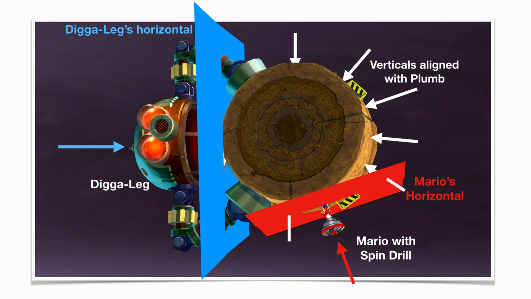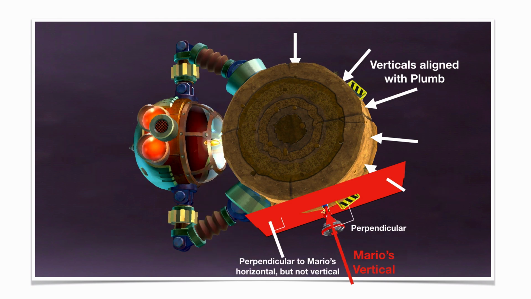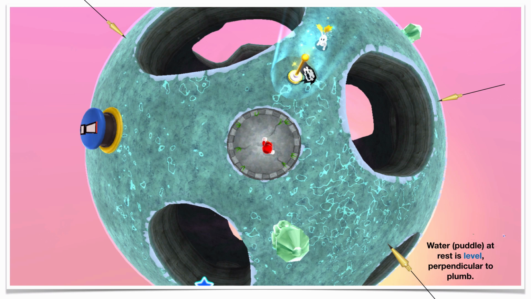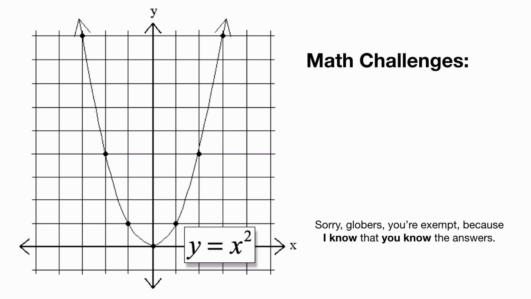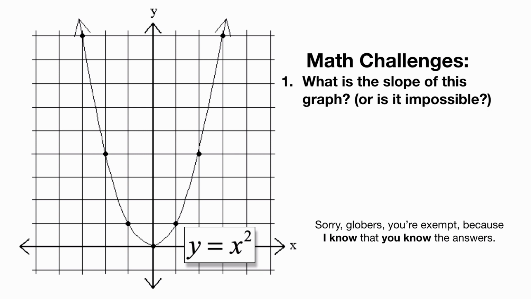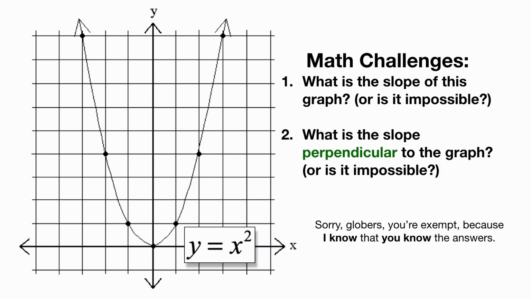I'm also hoping that we can agree at least on the concepts of vertical, horizontal, and level using a game like Super Mario Galaxy. Note that I didn't ask you to agree that the Earth is a globe. I'm just simply hoping that using the illustration of a round world in a video game, where gravity pulls towards the center, you can understand how all perpendiculars to horizontal are not necessarily vertical on a globe, and how level is not horizontal with great distances. And don't forget about my 2 math challenges. What is the slope of the curved graph of y equals x squared? And what is the slope perpendicular to the graph?